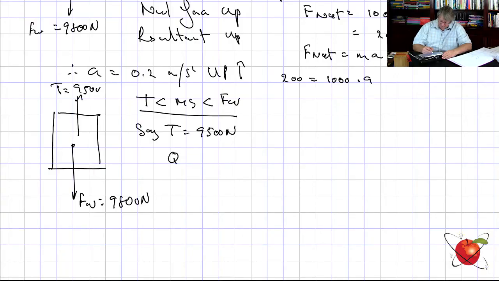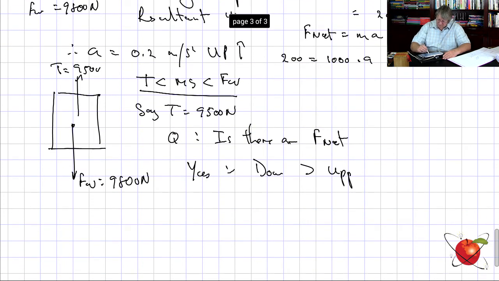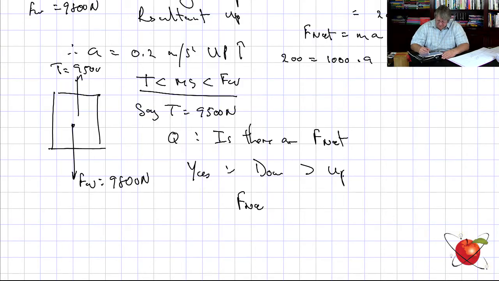So what do I say? I say, is there an F net? Question. Is there an F net? Okay. In this case, yes. I say, okay, why? Because down greater than up. Yes, down is bigger than up, so our net is down. So let's have a look. F net is equal to 9,800 minus 9,500, which is equal to 300 newtons, like so.